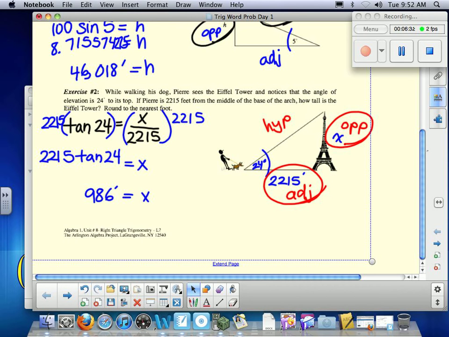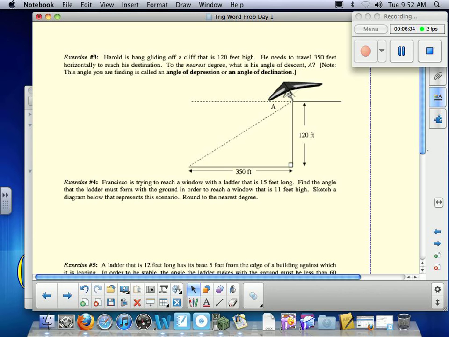Harold is hang gliding off a cliff that is 120 feet high. I hope Harold has his safety gear. He needs to travel 350 feet horizontally. So 350 feet across, which they've identified down here at the bottom, to his destination. To the nearest degree. Stop right there. We're finding an angle. What are you thinking we have to do for our trig function? Yes, the inverse trig function, because we're looking for an angle.